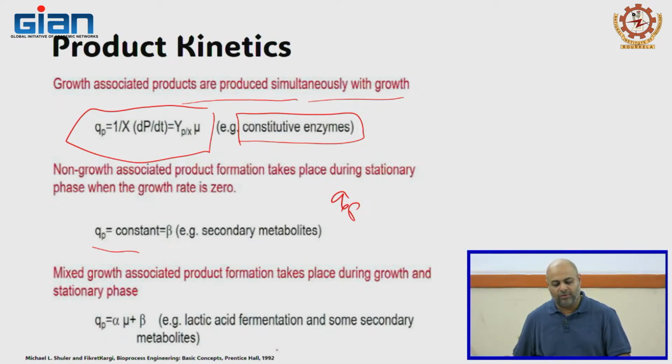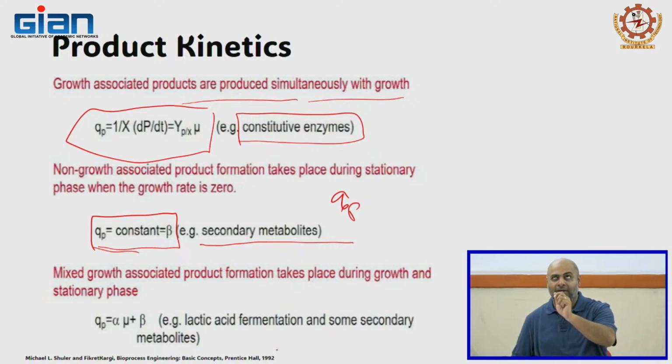Similarly, for the non-growth associated, we are going to have QP equal to a constant, which is beta here. Non-growth associated product formation would be your secondary metabolites. The mixed growth product formation takes place during the growth and the stationary phase, and that would be your example of lactic acid fermentation and some of the secondary metabolites that are being produced commercially. If you are looking at it from the commercial perspective, we try to be in the mixed growth phase if you are looking at both.